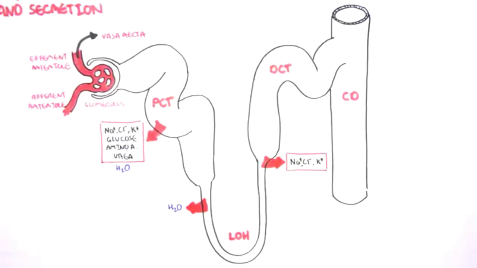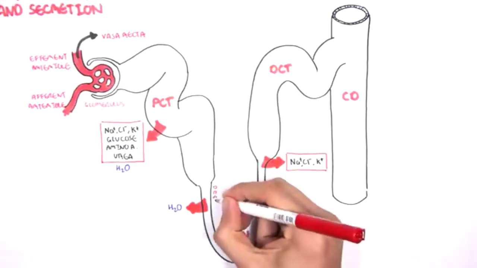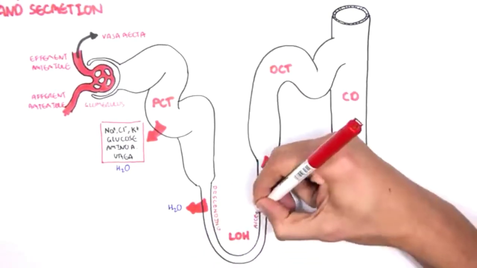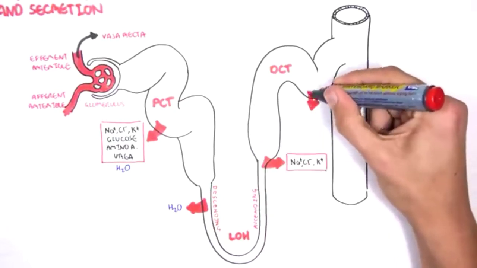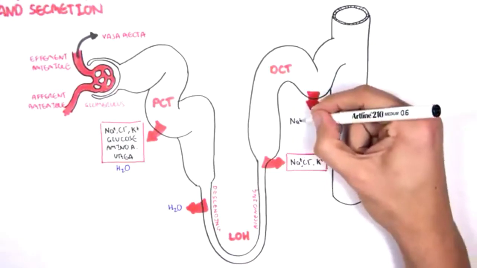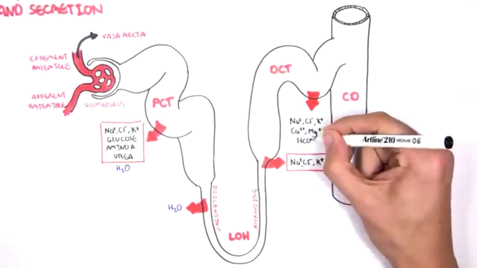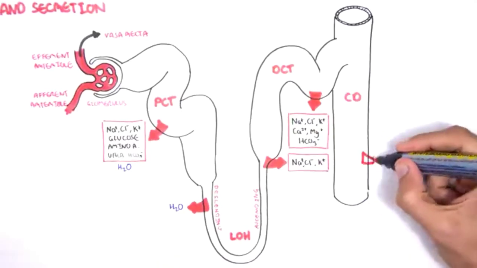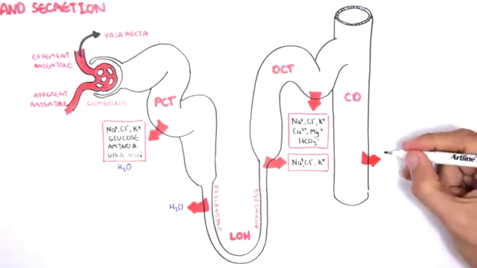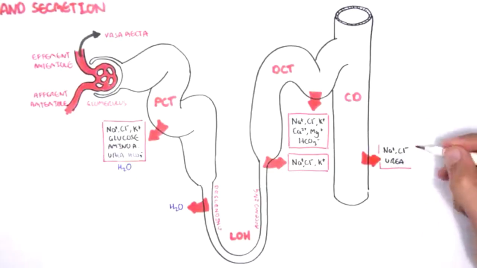The loop of Henle here has a descending limb and an ascending limb, as we talked about. The distal convoluted tubules are responsible for the reabsorption of sodium, chloride, potassium, calcium, magnesium, and bicarbonate. The collecting duct here is responsible for the reabsorption of sodium, chloride, urea, and water.